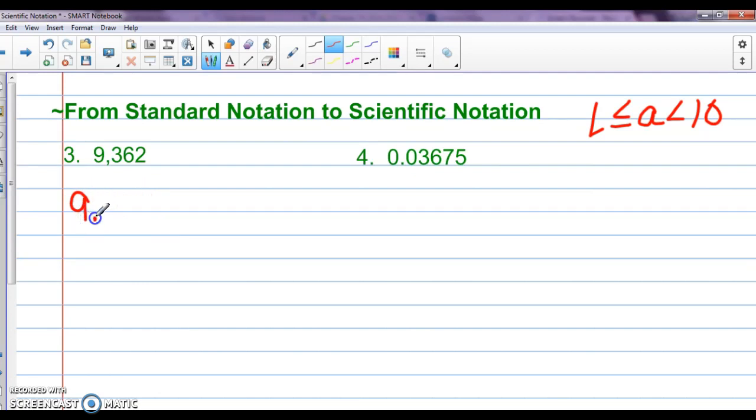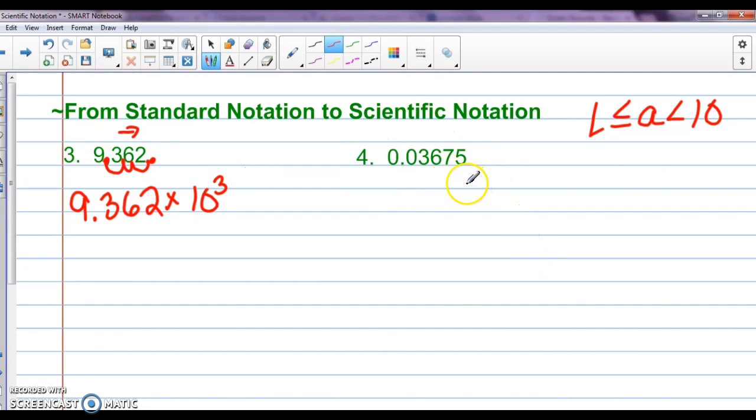So it would be 9.362. The question is, how did we get to that point? Well, this is where my decimal ended, and this is where my decimal began. In order to go from where it began to where it ended, I would move to the right. That allows us to know that our power of 10 is going to have a positive exponent. And as I go over 1, 2, 3, that positive exponent is a 3.